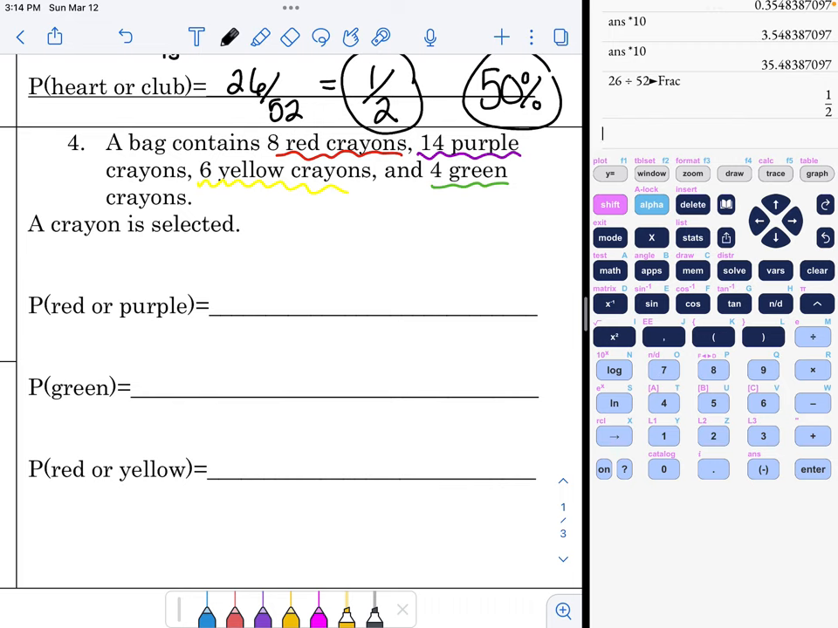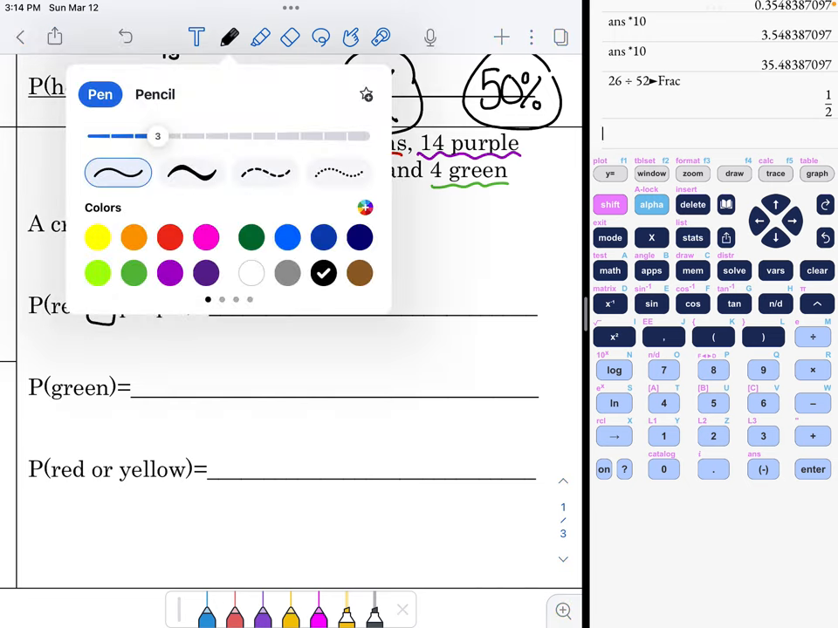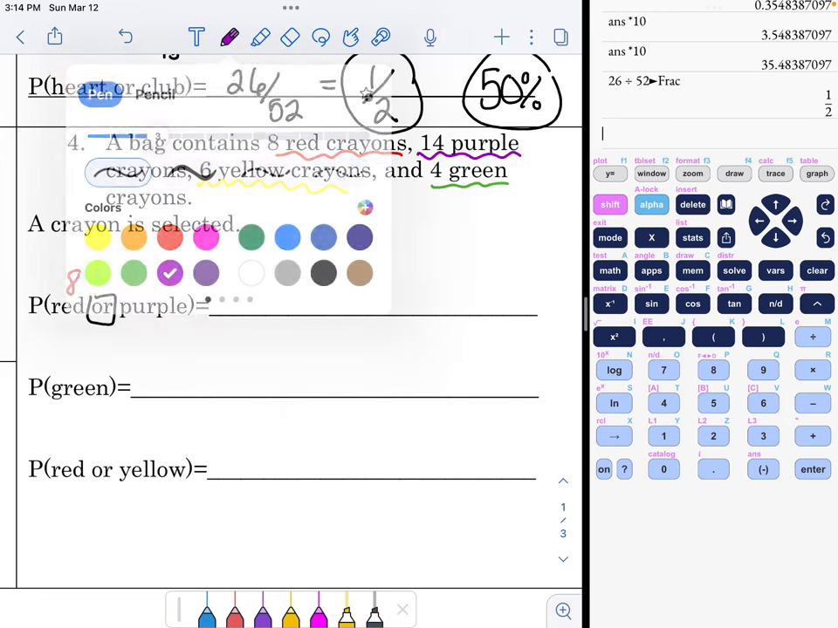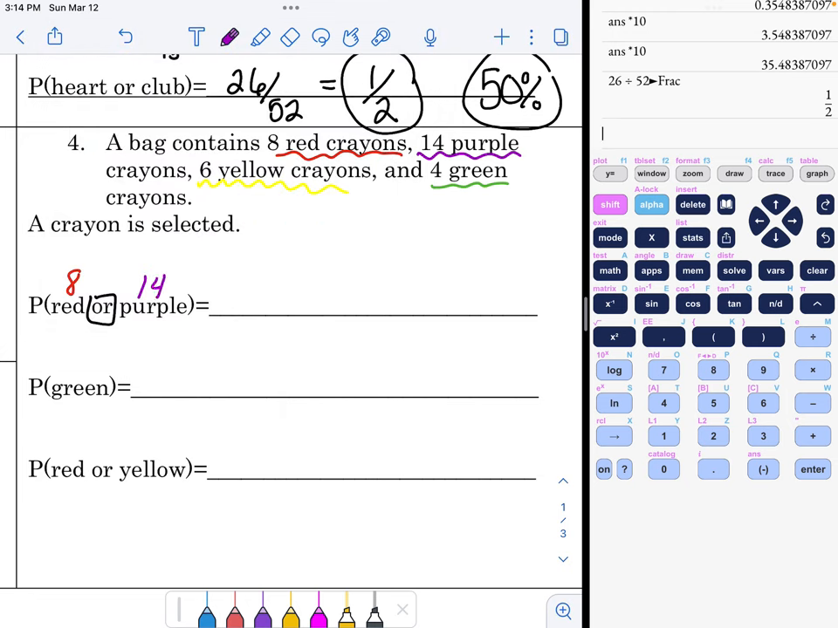So red or purple. The word "or" means we're going to add those together, just like we did in a previous problem, actually the one right before it. So that's going to be 8 plus 14. When you add those, you get 22 out of... we didn't find the total yet, did we? Well, let's do 8 plus 14.